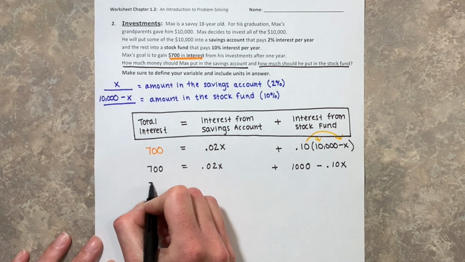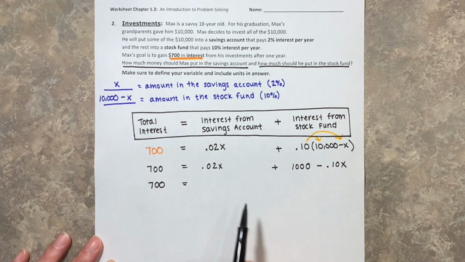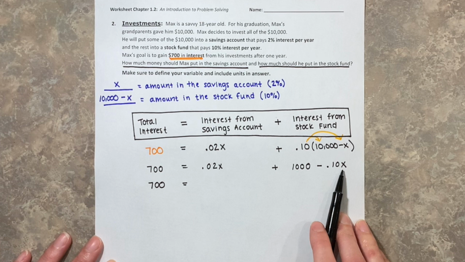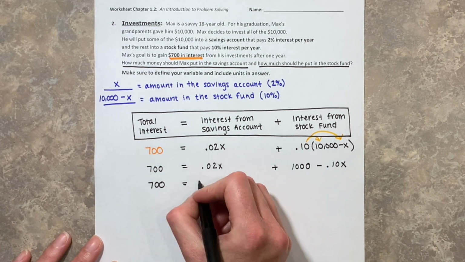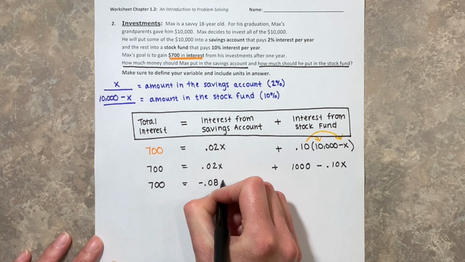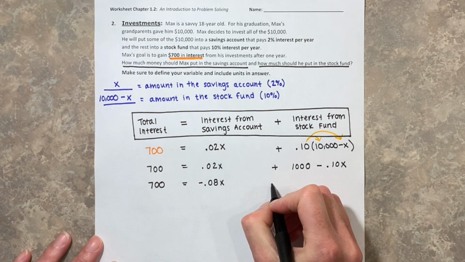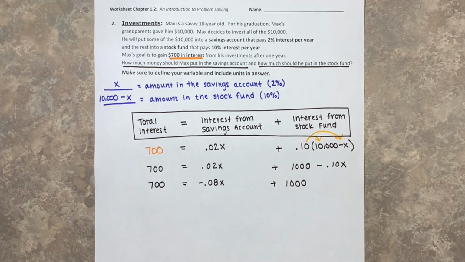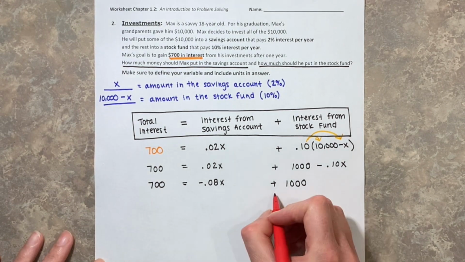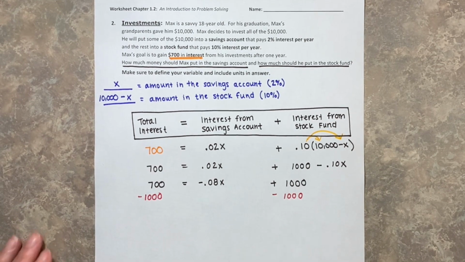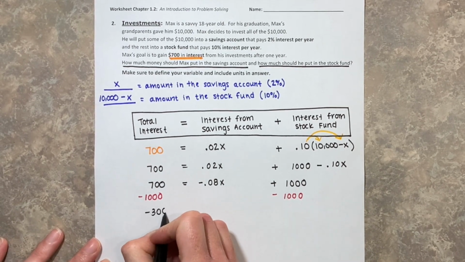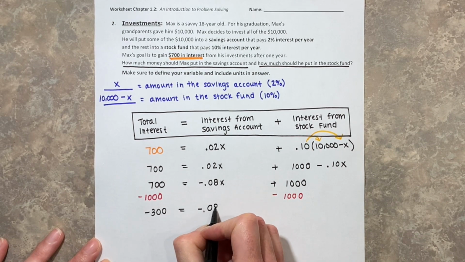Now let's again bring down the 700, and then we'll continue simplifying this right side of the equation by combining like terms. 0.02x minus 0.10x will give us negative 0.08x, and then we'll bring down the plus 1,000. Now we want to isolate x. We want x all by itself. So to isolate x, let's subtract away this 1,000, and then we'll subtract 1,000 from the other side. That will leave us with negative 300 is equal to negative 0.08x.